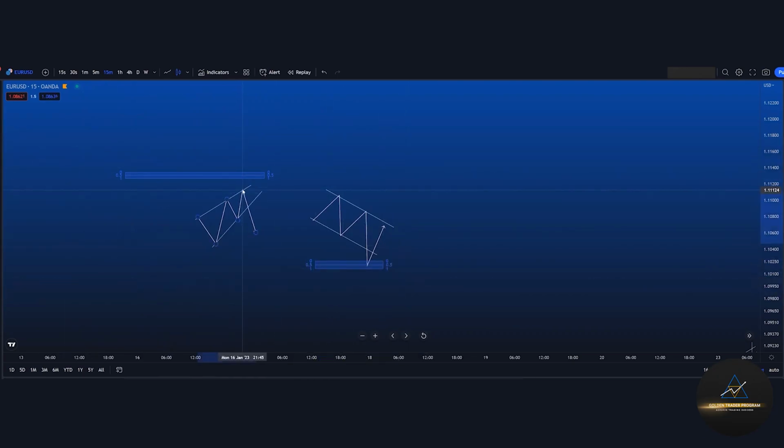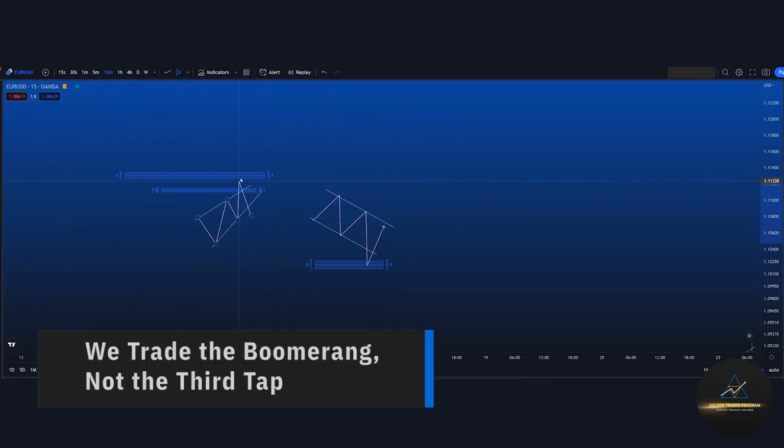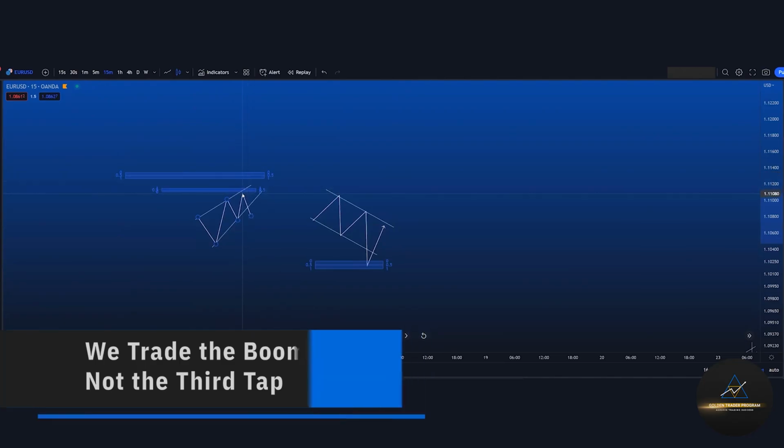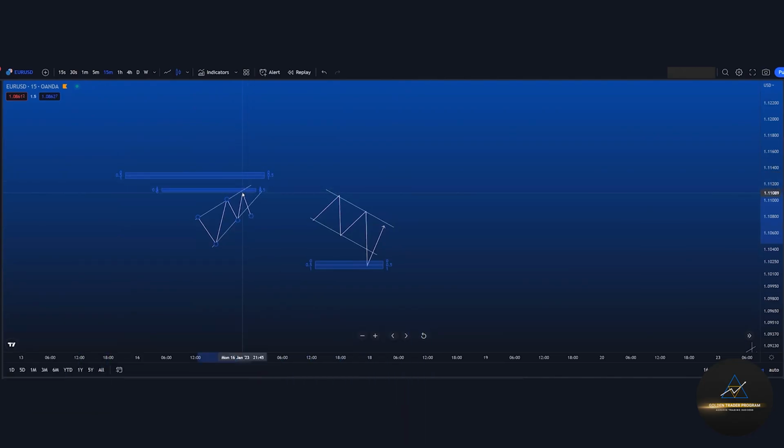If you see a banker block or an imbalance or whatever you see at a third tap and it just looks sweet and juicy, do not trade it. It's invalid. This is part of the rules. We are not trading the third taps. We're trading the boomerang because at the third taps, there's normally a boomerang. This is why pattern traders don't really succeed in this game, because they're taking every single third tap or the second tap, but it normally does a fake out. Okay, so we're trading the fake out.